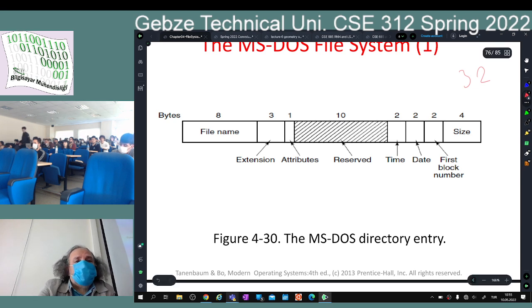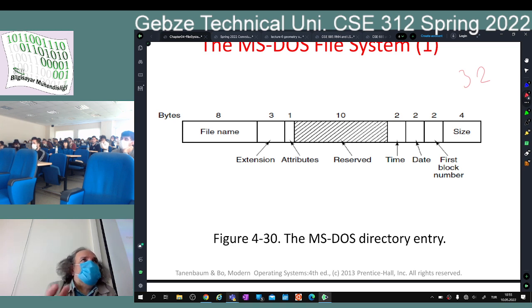These are the attributes, just 1 byte. So what does that mean for the attributes? It is like 8 bits. For example, a read-only bit. The hidden file is another bit. System file is another bit. What else can MS-DOS do with the files? Maybe executable is another bit. I don't remember that one.